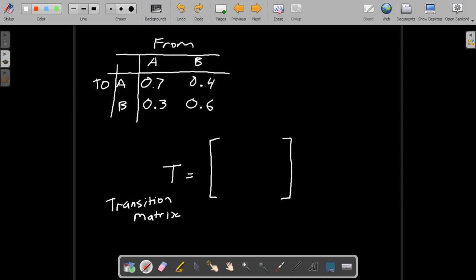So our transition matrix is basically going to be the numbers in this table. So we start at A, end up at A, there's 0.7 of those, 0.4, 0.3 and 0.6. So that's what's called our transition matrix, because it determines from one state to another. So starting at A, what's the chance we end up at A? Well, it's 0.7, etc. So that's the transition matrix.